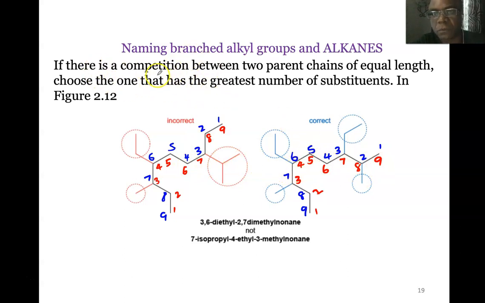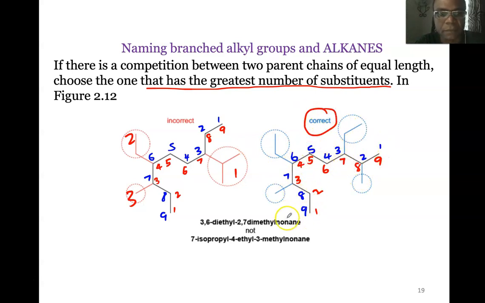So there is one more rule that states that when there's competition between two parent chains, one has to take the numbering that gives the greatest number of substituents. So if you look at this one, whichever way you number it, you'll always end up with 3 substituents, but this one has 4 of them. You see, there is 1, 2, 3, 4. So this is the correct structure with the longest chain identified.